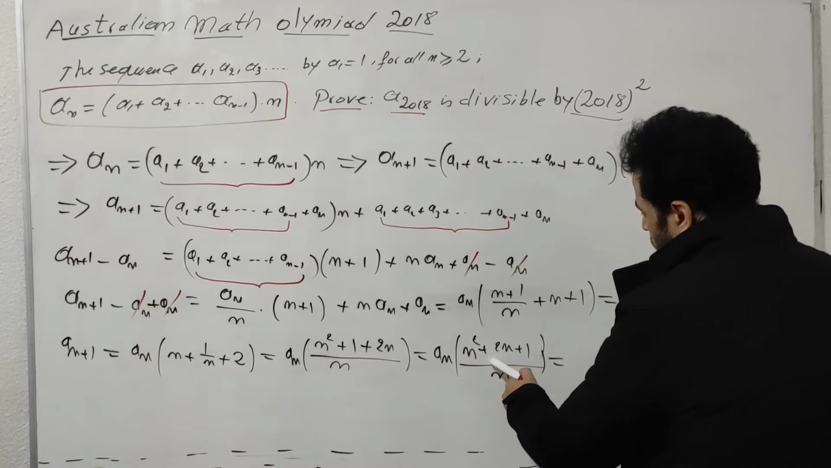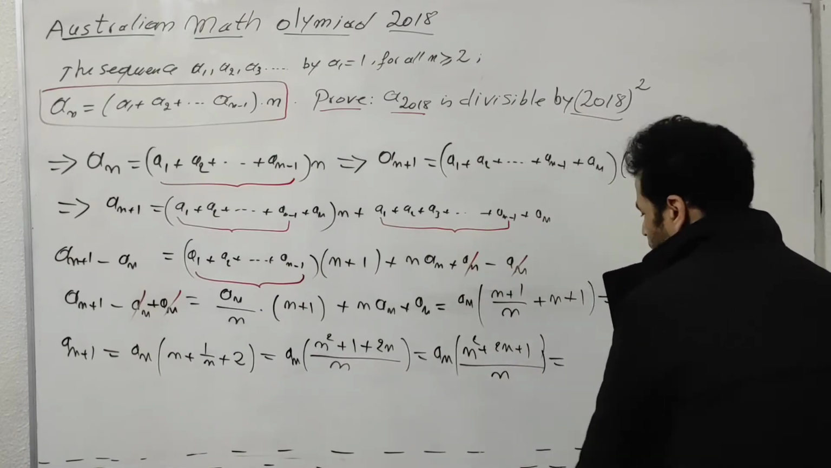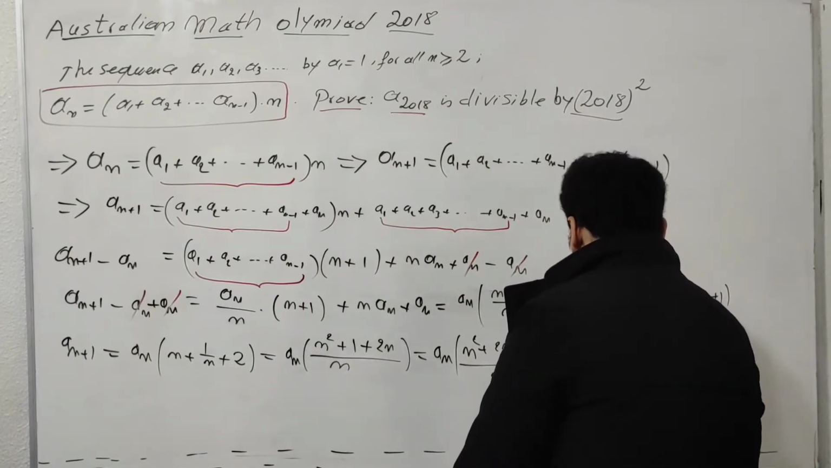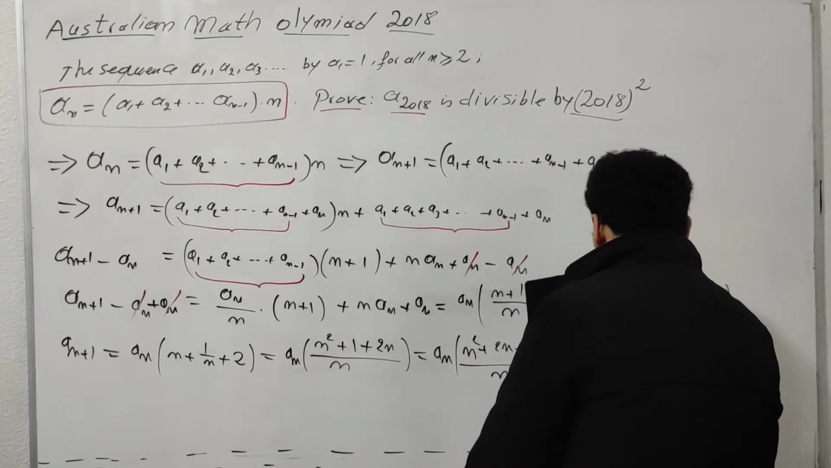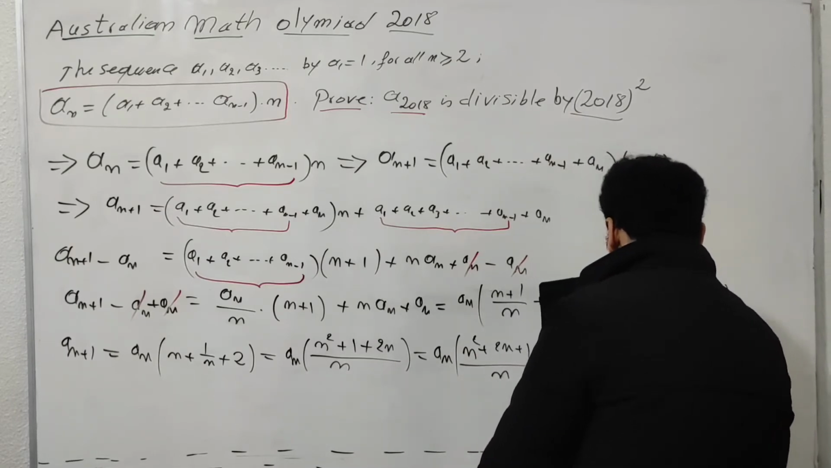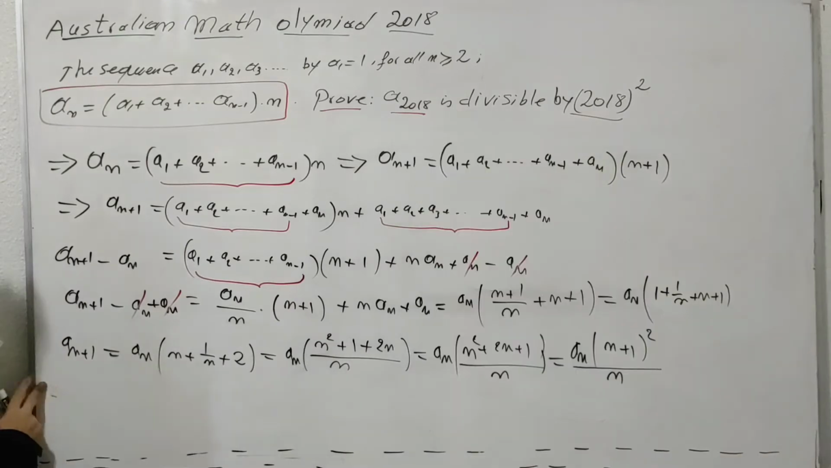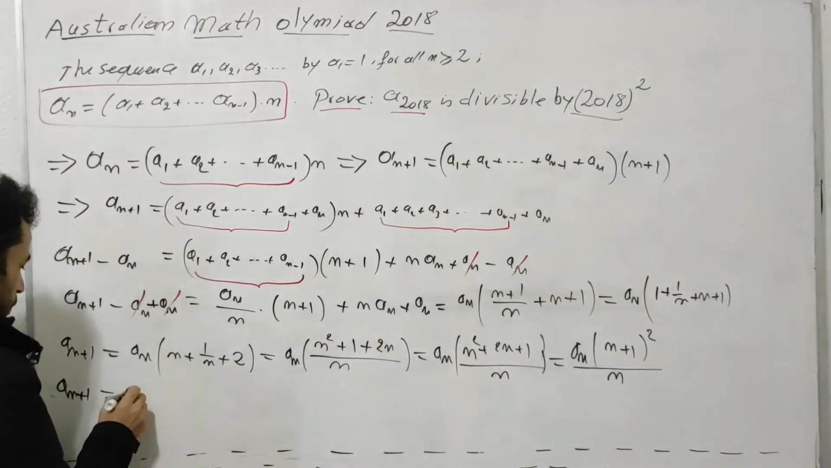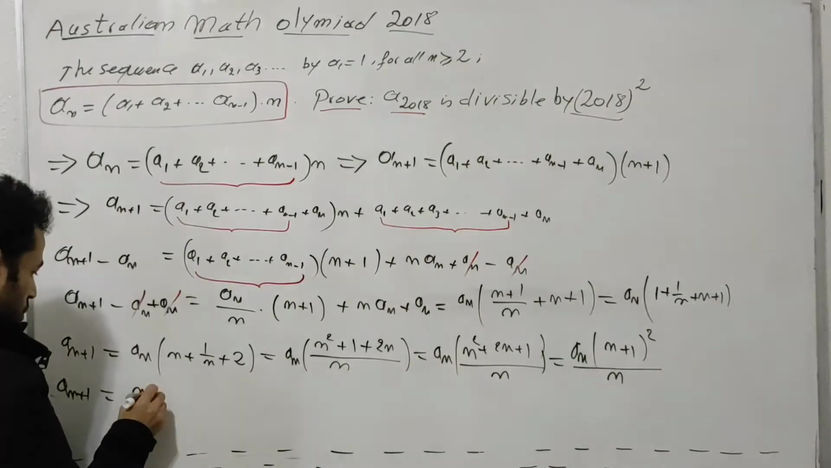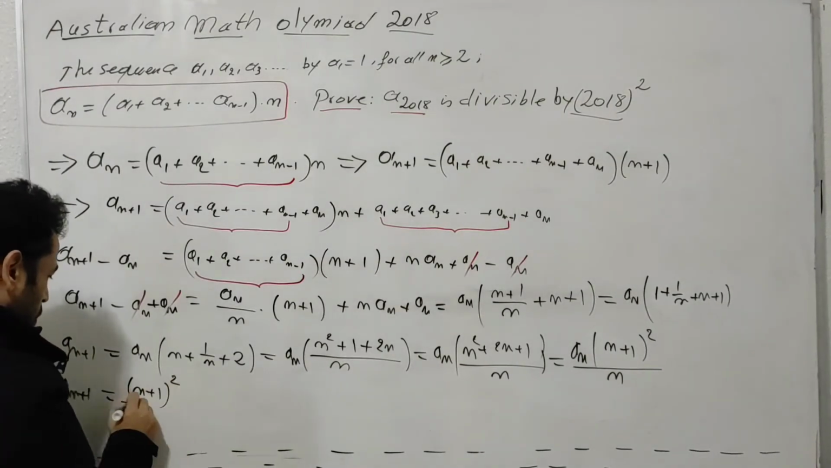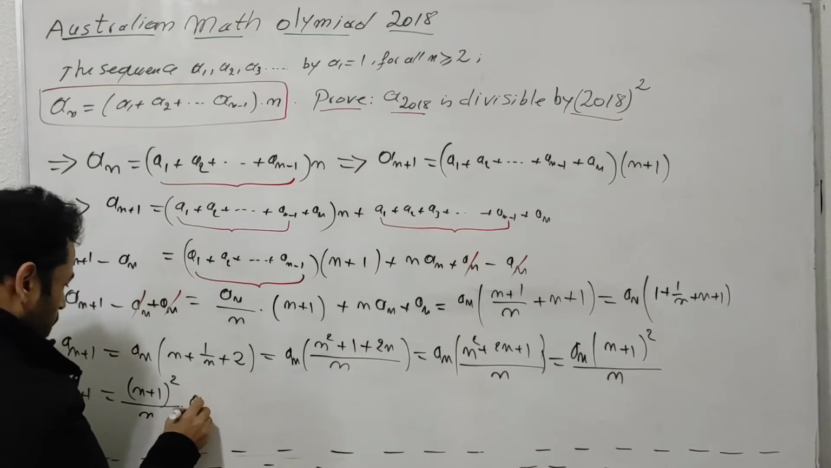This one is written in the form of a quadratic form, which is (n+1)². Which is e sub n multiplied by (n+1)² over n. Okay. Now the final expression, I will get e sub n+1 equal to (n+1)² over n multiplied by e sub n.